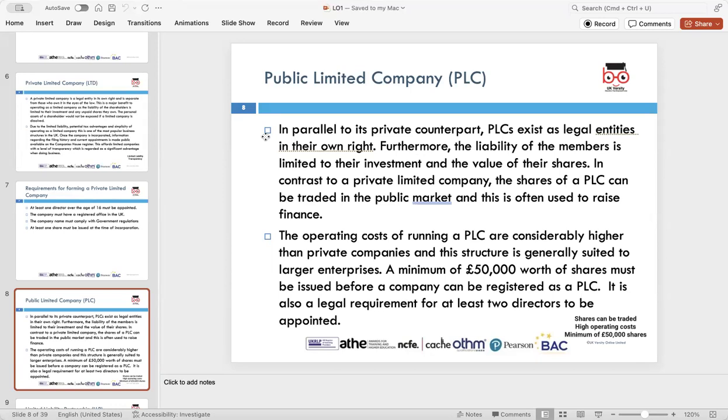So this structure is typically more suitable for larger businesses because the operating costs of a public limited company are significantly higher than those of private corporations. A minimum of 50,000 pounds worth of shares must be issued for a company to be eligible for registration as a public limited company. Lastly, two directors must be selected in order to comply with the legal requirements.